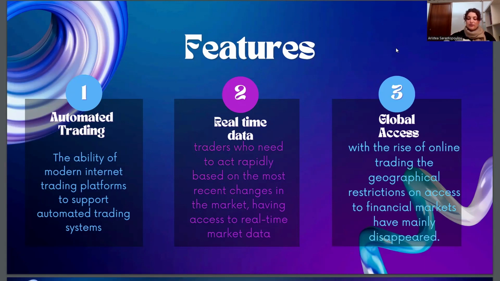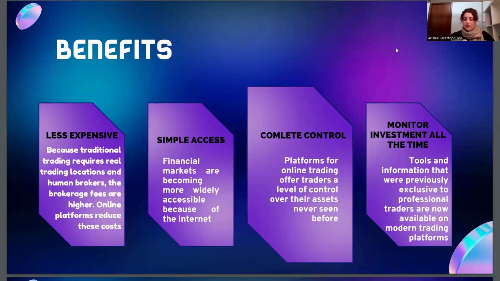There are numerous benefits that online trading has changed the world of finance. Let's take a look about them. The first one is that online trading is less expensive because traditional trading requires real trading locations and human brokers. The brokerage fees are higher. Online platforms reduce this cost.